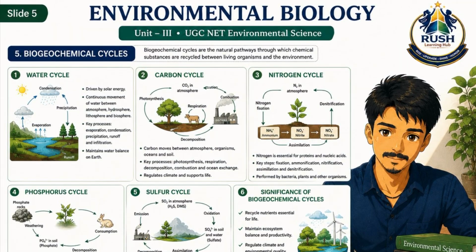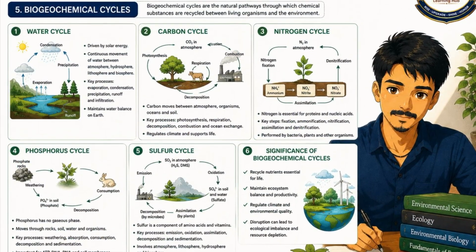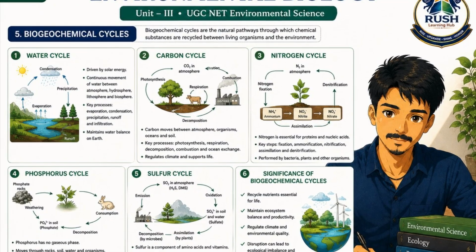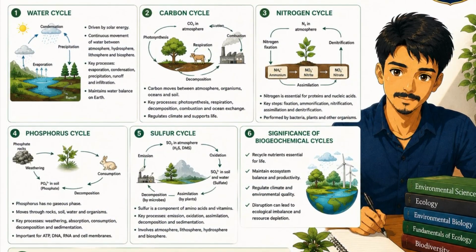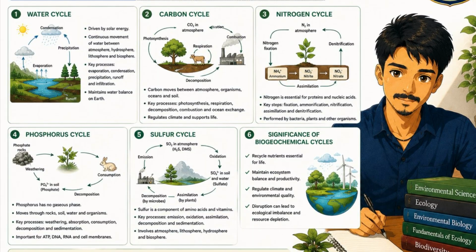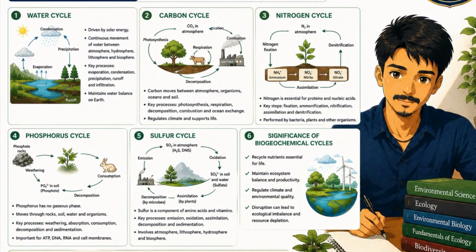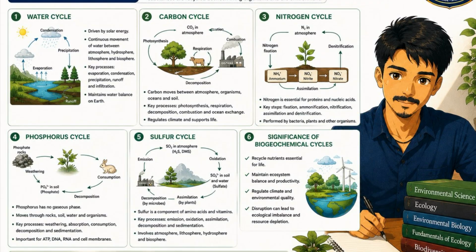After the death and decomposition of organisms, phosphorus returns to the soil and sediments. Due to the absence of an atmospheric phase, the phosphorus cycle is comparatively slower than other nutrient cycles.